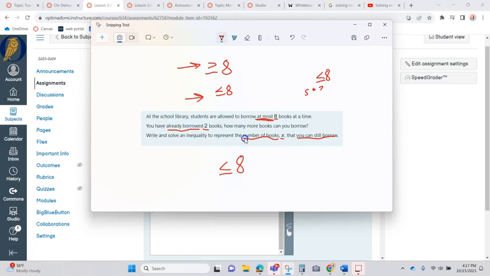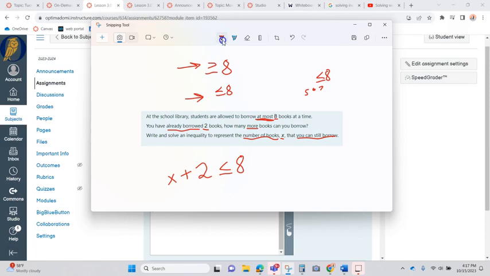So we already borrowed 2. How many can we borrow? So kind of like question 2 that we did last time. We checked out 2 books maybe on Monday, and we want to check out some amount more. More is kind of a vocab word for plus. So something plus 2 would put me at my max of 8.